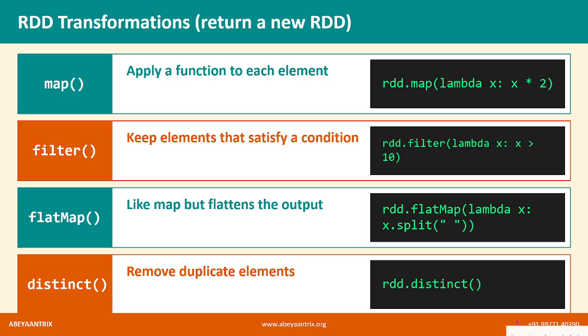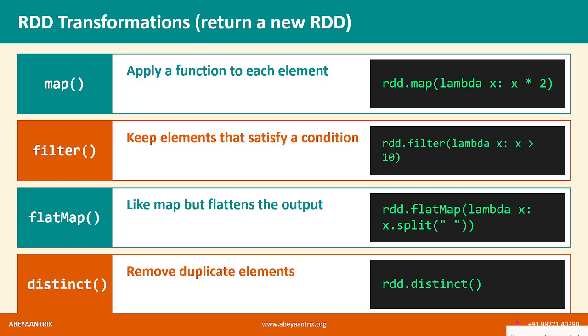Now we will see some of the RDD transformations. Right now, what we have seen is creating the data, collecting it back and displaying it. That's it. But what if you want to do some transformations to that data? These are the possible transformations.